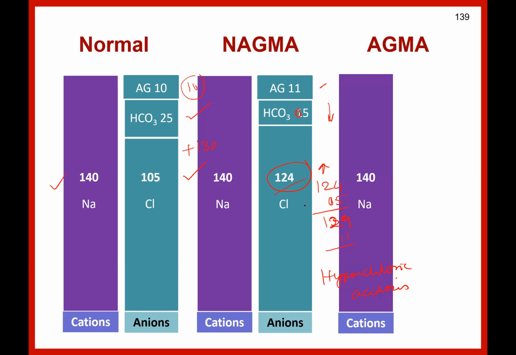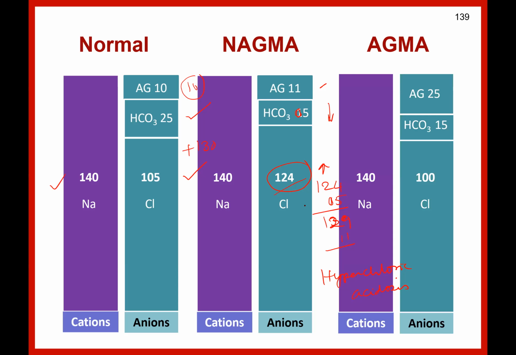How about AGMA? There is an acid added here. Here the chloride has not changed, it is 100, and then the bicarbonate is 15, 115 total. And from 140, if you subtract it, that is the anion gap. Here, the lowering of the bicarbonate is not matched by the chloride, but there are other anions added to the blood. That is the extraneous anions like keto acid, lactic acid, salicylic acid, methanol, ethylene glycol, all that will be here. Means this is normochloremic acidosis.